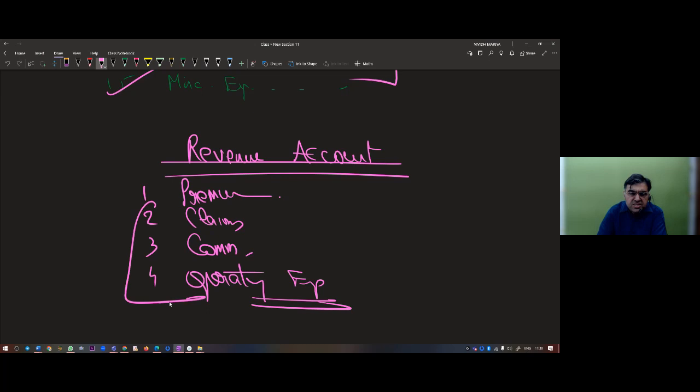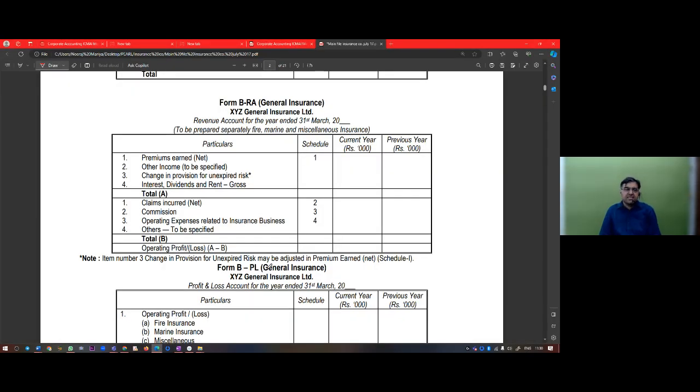We will discuss it at length when we do the practicals. While doing the practicals, here is the phrase change in provision for unexpired risk. What is that? We'll discuss it. We will discuss definitely.